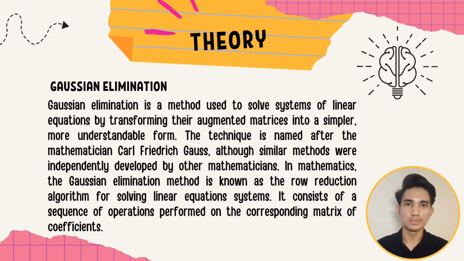Gaussian elimination is a method used to solve systems of linear equations by transforming their augmented matrix into a simpler and more stable form. The technique is named after the mathematician Carl Friedrich Gauss, although similar methods were independently developed by other mathematicians. In mathematics, the Gaussian elimination method is known as the row reduction algorithm for solving linear equation systems. It consists of a sequence of operations performed on the corresponding matrix of coefficients.